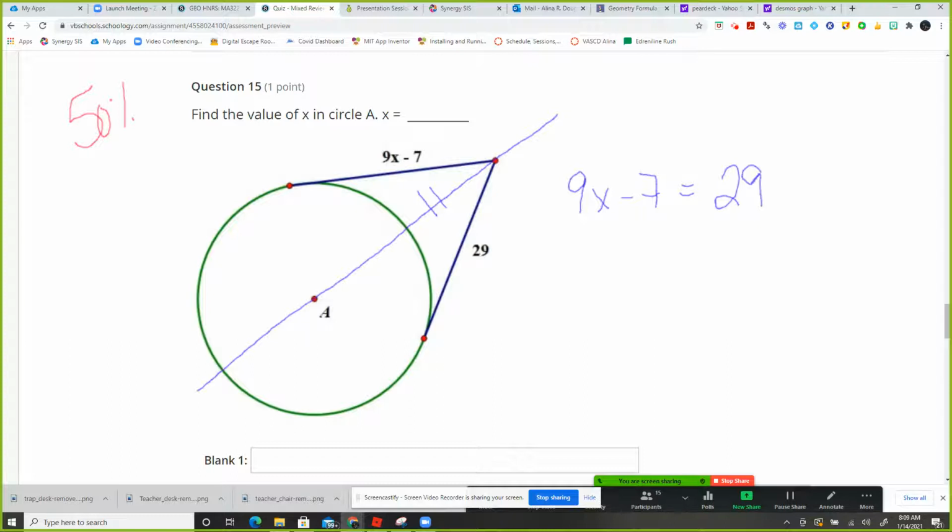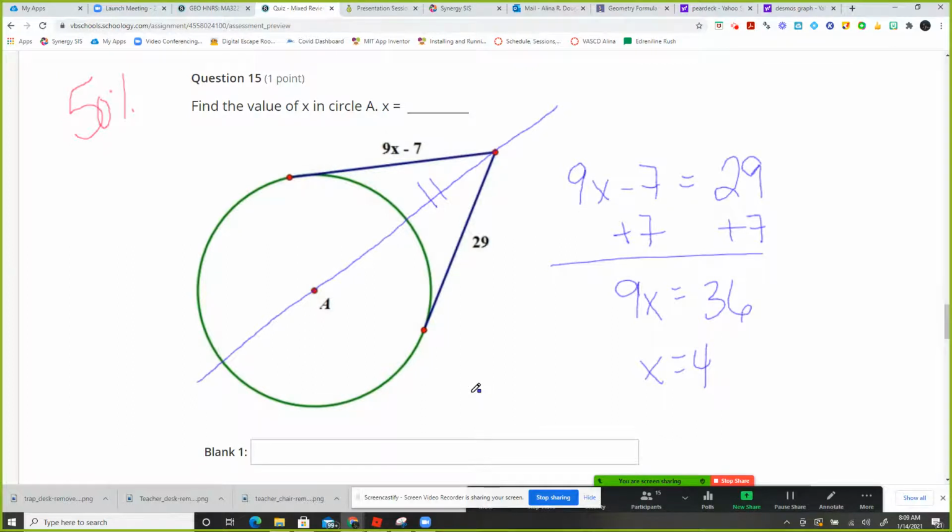They don't 100% have to be marked. That's a whole bunch of theorems that we should have been taught, but maybe we didn't get to, right? We're on definitely a time crunch here. So if I do 9x equals 36, then x equals 4. Questions on the ice cream cone?